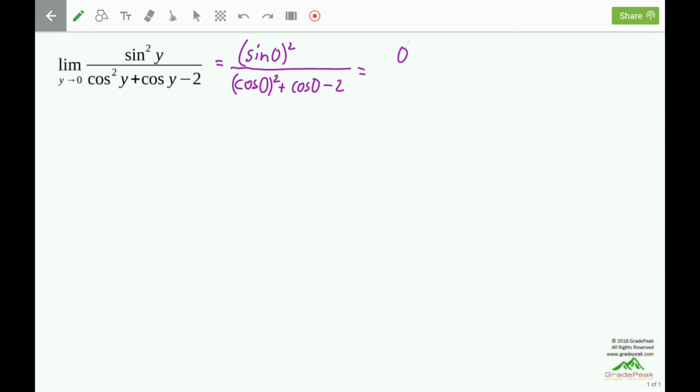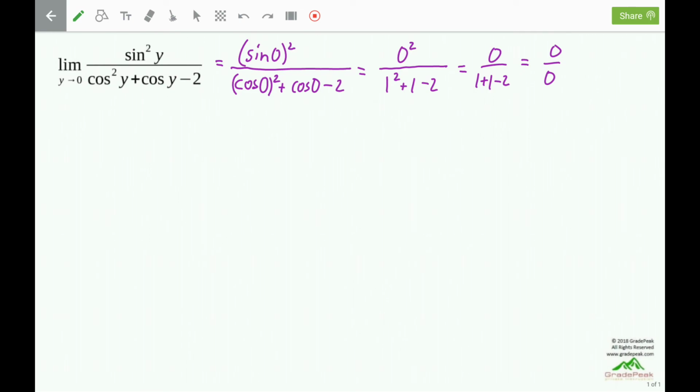The sine of 0 is 0, so we have 0 squared over the cosine of 0, which is 1, so we have 1 squared plus 1 minus 2. 0 squared is 0, 1 squared is 1, plus 1 minus 2. So we have 0 over 1 plus 1 is 2, minus 2 is also 0. We have the 0 over 0 indeterminate form. We will need to rework this.